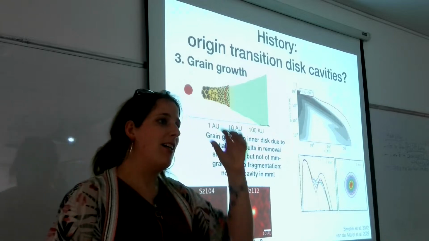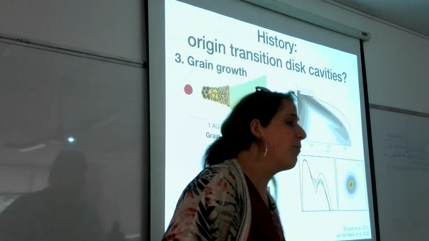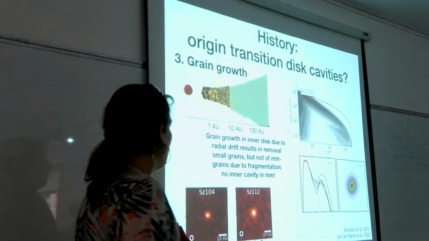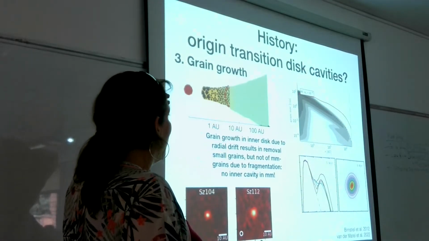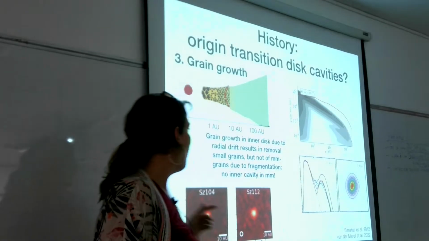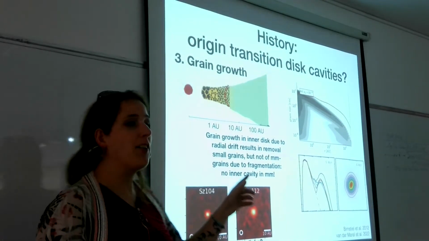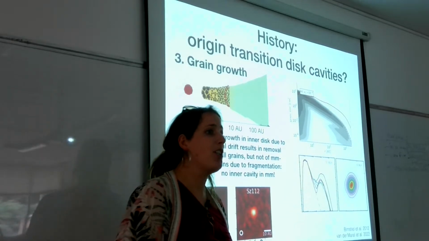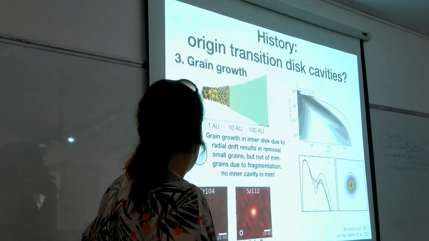So you would never see a gap in a millimeter dust distribution. So it was an interesting scenario to explain some of the SEDs with a gap, but it definitely cannot explain, again, the millimeter images of some of these transitions.